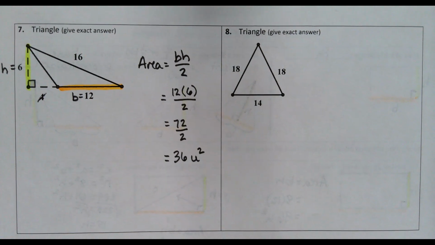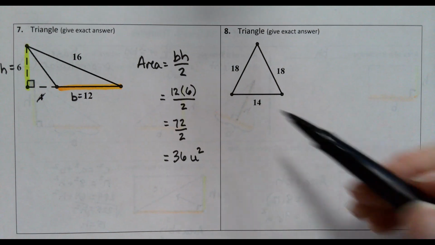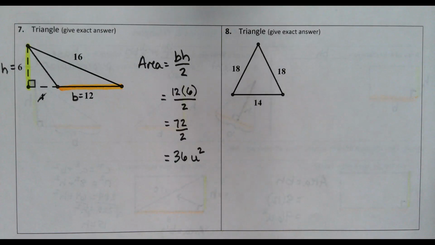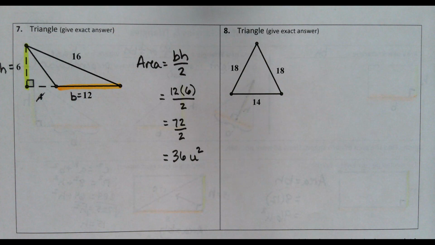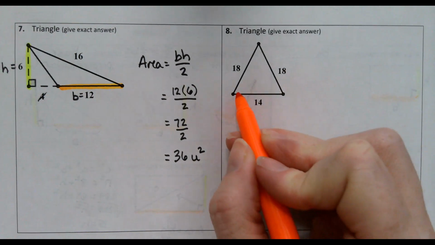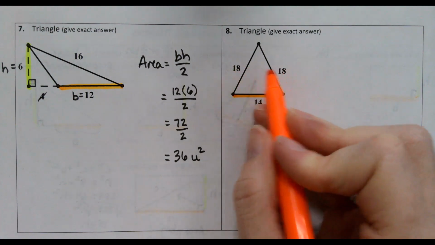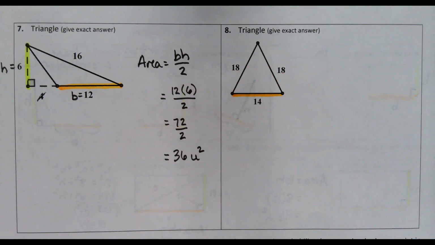All right, number 8, one more triangle. And this one is different than all of the others because there's no right angle in sight. So we have to think a little bit more creatively on this one about how to divide this triangle up to create a height that we will be able to solve for. The way that we want to do that is actually by using this side here that's different from the other two to be the base.